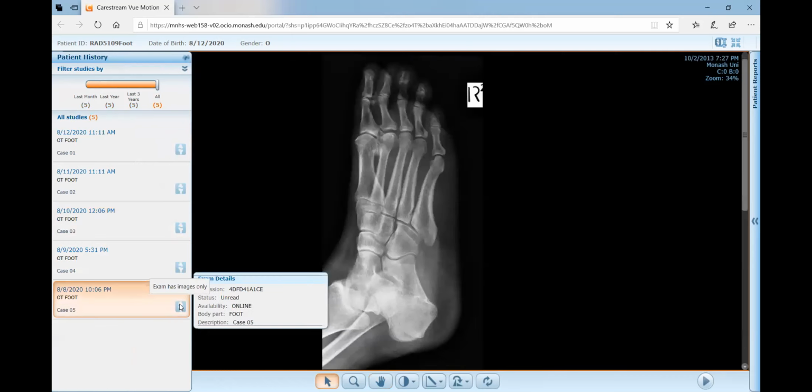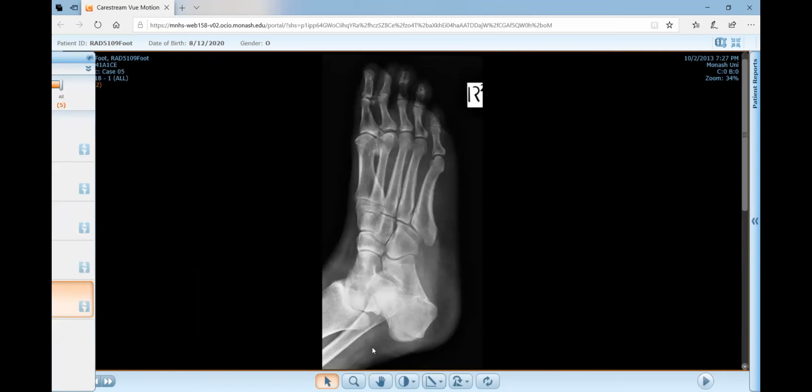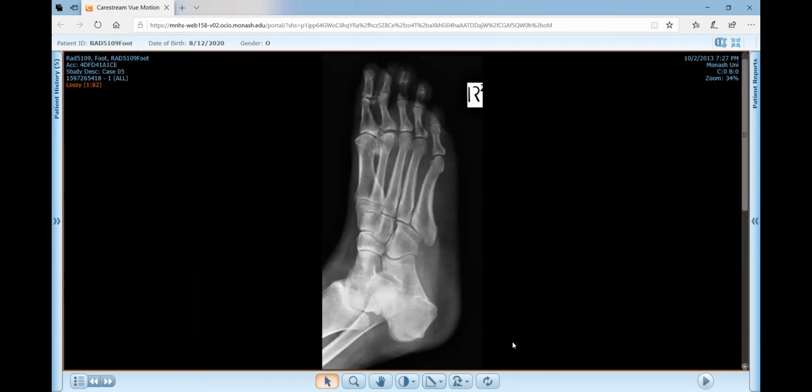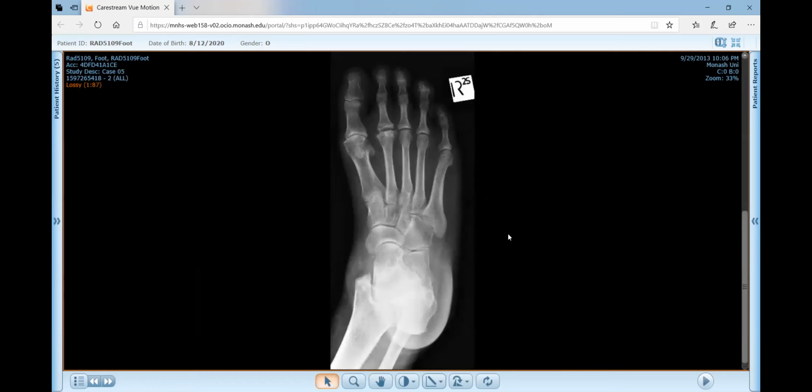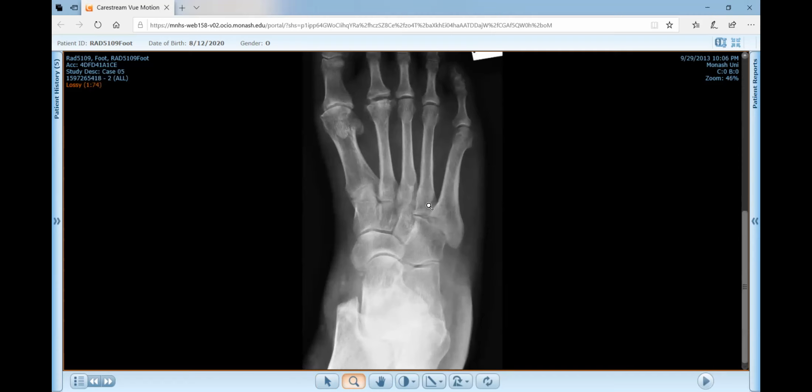Case 5. So case 5 has 2 images. And let's start off with the DP view. So for this patient, if we zoom in, it's a patient who had a previous injury and has pain over the metatarsal region.